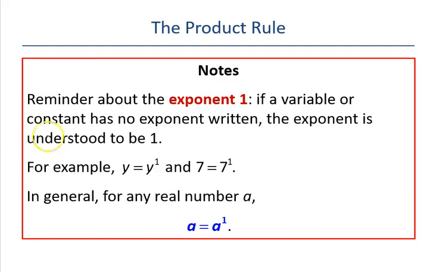So let's continue on. Also, a reminder about the exponent 1. If a variable or constant has no exponent written, the exponent is understood to be 1. For example, y equals y to the power of 1 and 7 equals 7 to the power of 1. Okay, so this will become very important as we move forward. You'll see why.